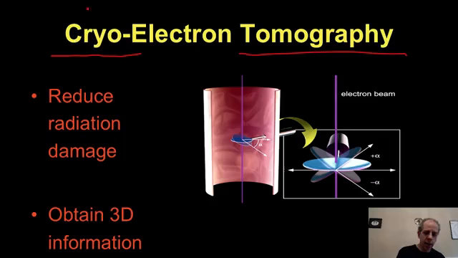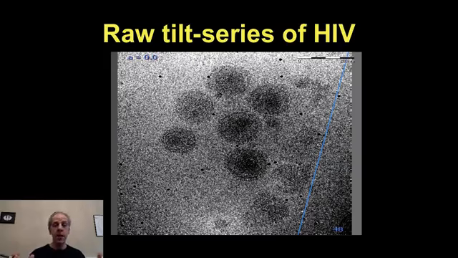So this technique of cryo and electron tomography helps to reduce the radiation, and also helps you to obtain three-dimensional information because you have multiple tilts. So that's basically what we do. And let's see images in a second, but we are doing cryo-electron tomography. This is just one of those images.